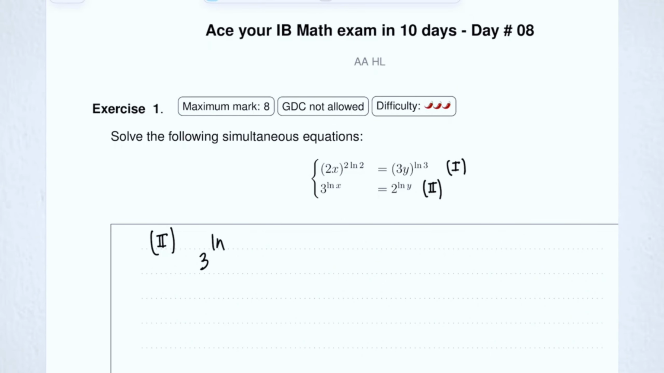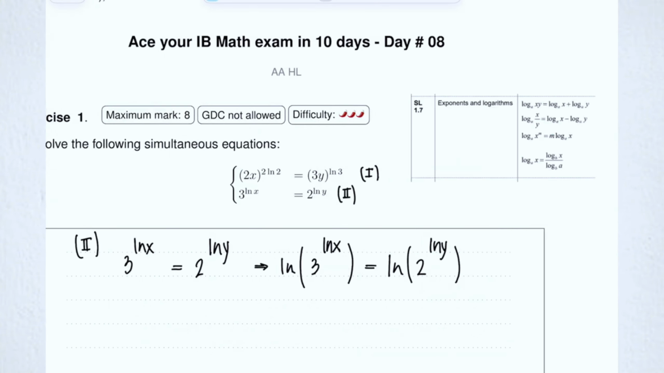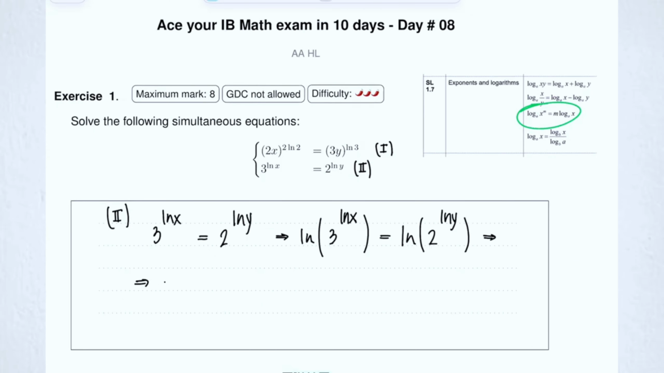3 to the ln of x is equal to 2 to the ln of y. Now, the only way for us to drop these exponents is to evaluate the ln of both sides. So we're going to do ln of 3 to the ln of x equals ln of 2 to the ln of y. And using exponent rules, we can write this as ln of x times ln of 3 equals ln of y times ln of 2. Which means finally that you can rewrite ln of y as ln of x times ln of 3 over ln of 2.